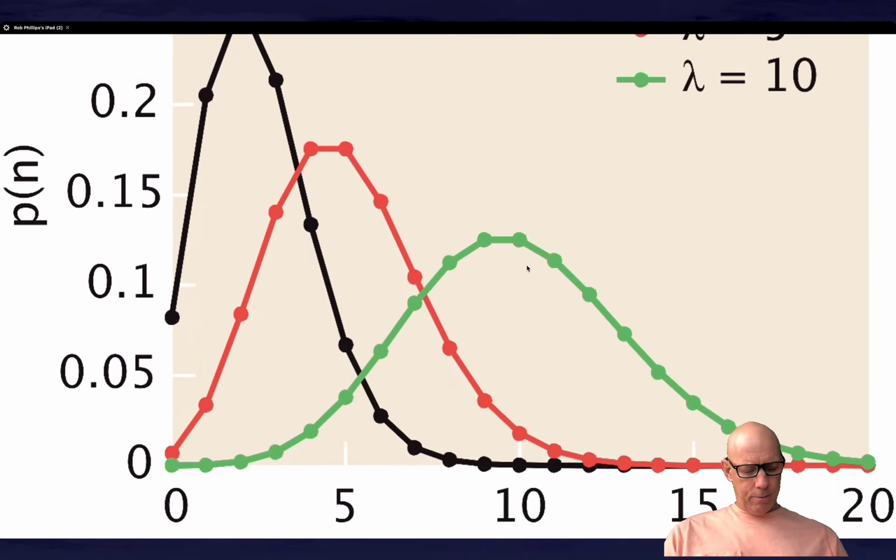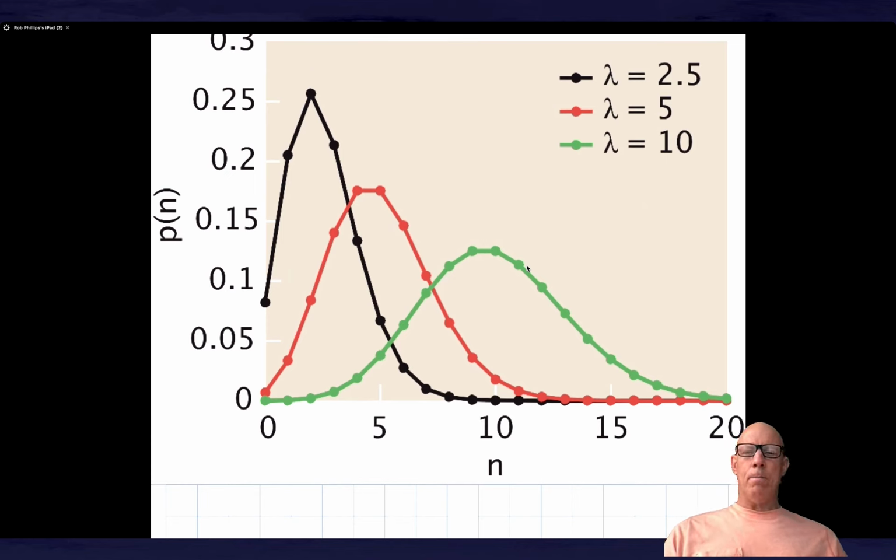So this set of curves just shows you a bunch of different versions of the Poisson distribution for different choices of the average. And note that if lambda was less than 1, this thing would actually not have a peak. It would just be monotonically decreasing, which is kind of interesting to see.